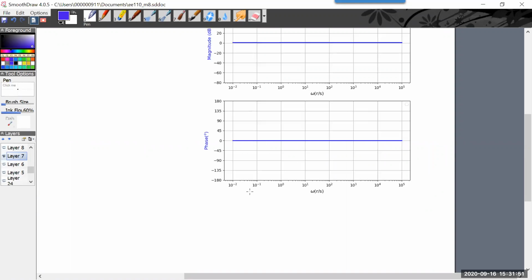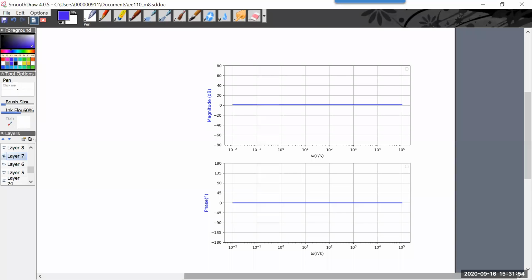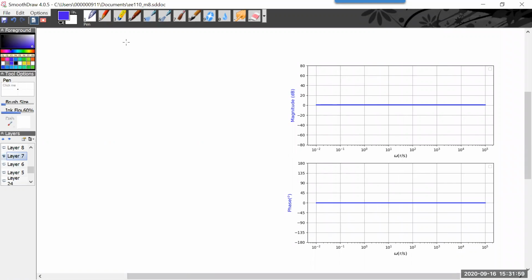It's best to do the magnitude plot while it's fresh in our minds. All right. So magnitude less than 1K is 40 dB. Straight line.